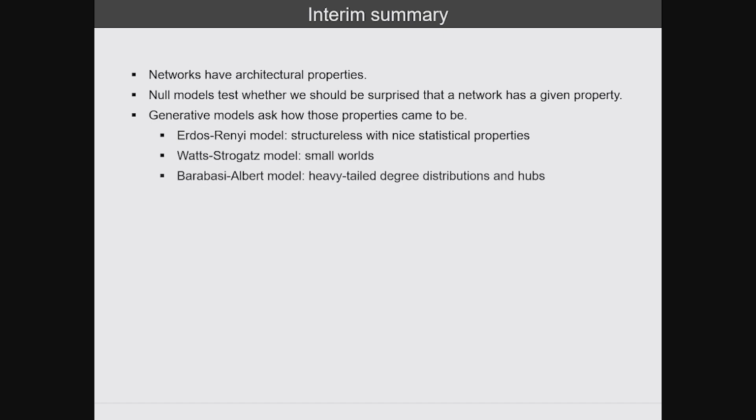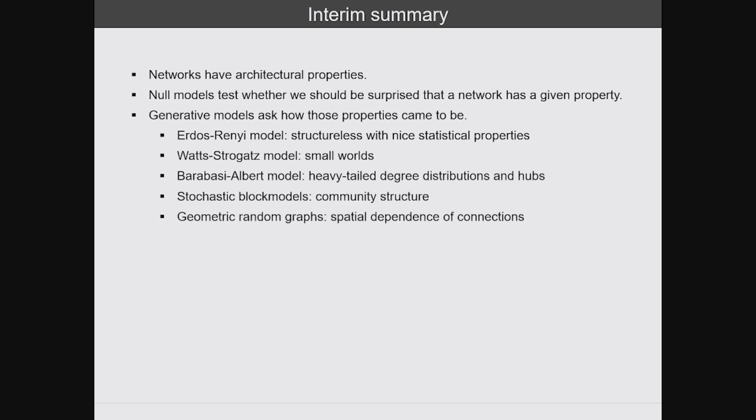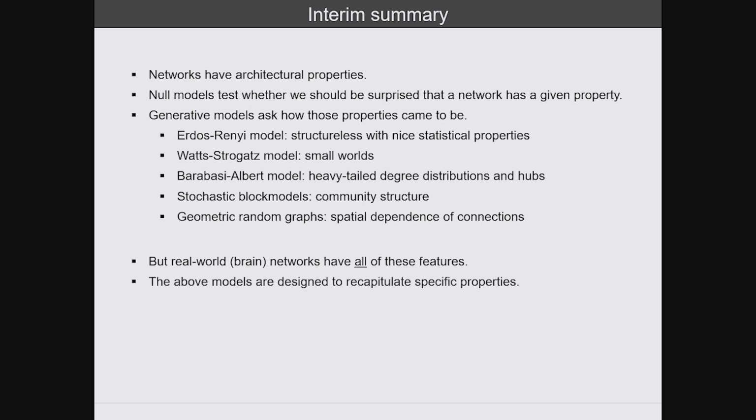There are a handful of canonical models. Each of these models seeks to replicate very specific architectural features, but real-world networks tend to have all of these features, or many of these features, simultaneously, especially brain networks. So what might a generative model for a brain network actually look like?